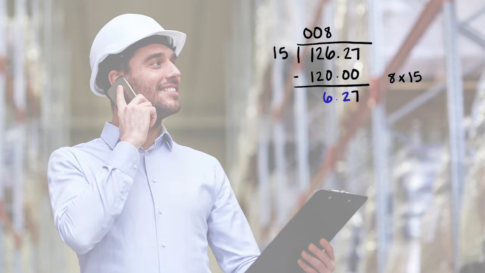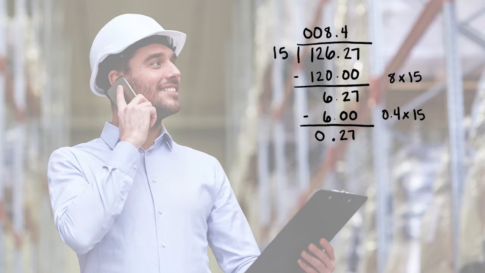Move on to the tenths. 15 times how many tenths is close to 6 and 27 hundredths? 4 tenths. Record a 4 in the tenths place. Make sure to put a decimal in between the 8 and the 4 to keep the digits in their correct place value. 4 tenths multiplied by 15 equals 60 tenths. Subtract from the dividend for a difference of 27 hundredths still left to share.